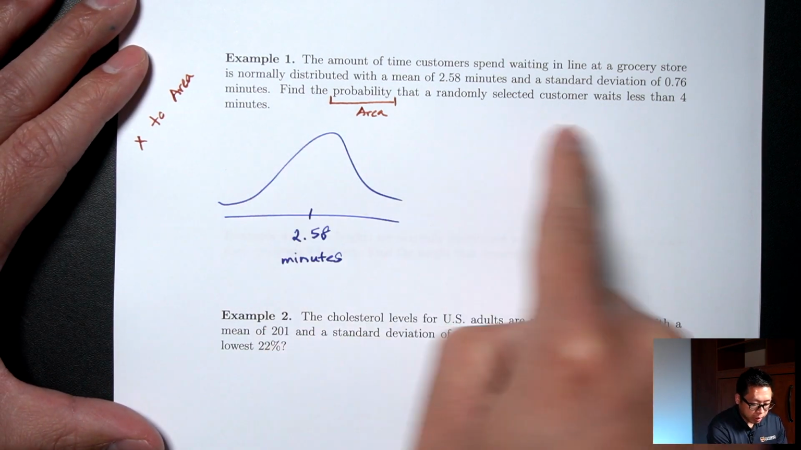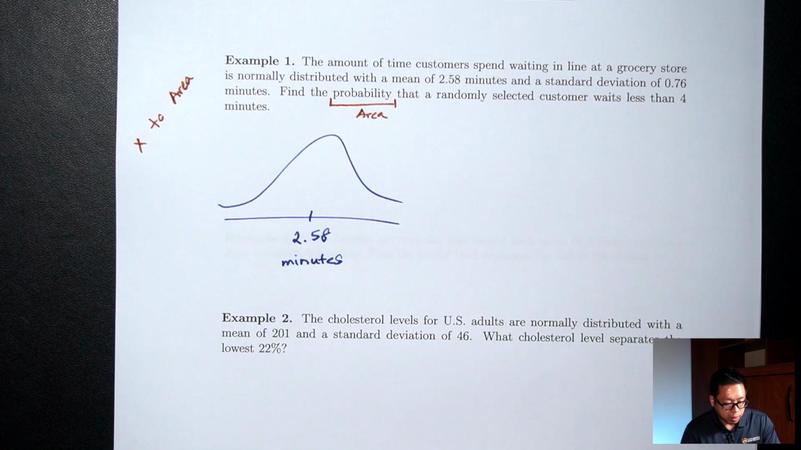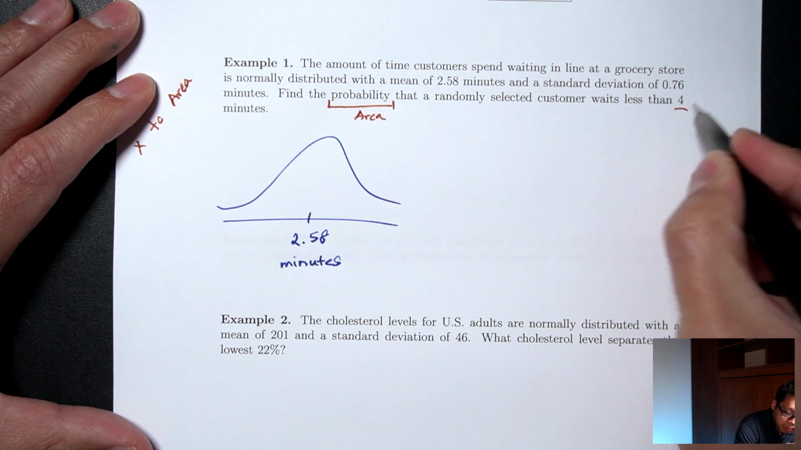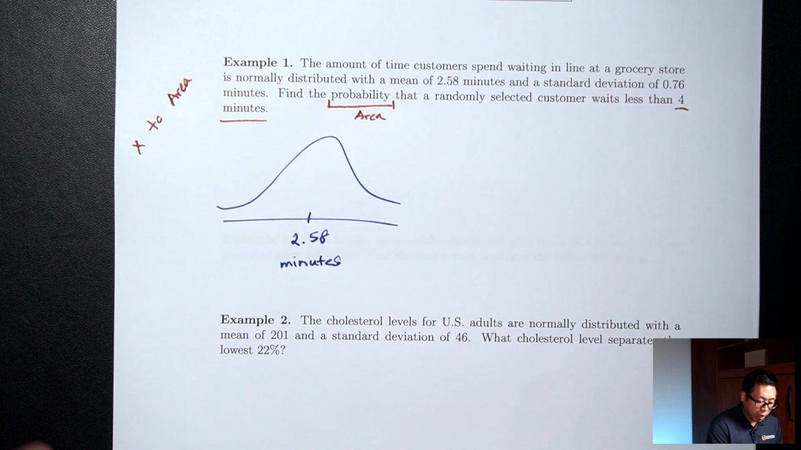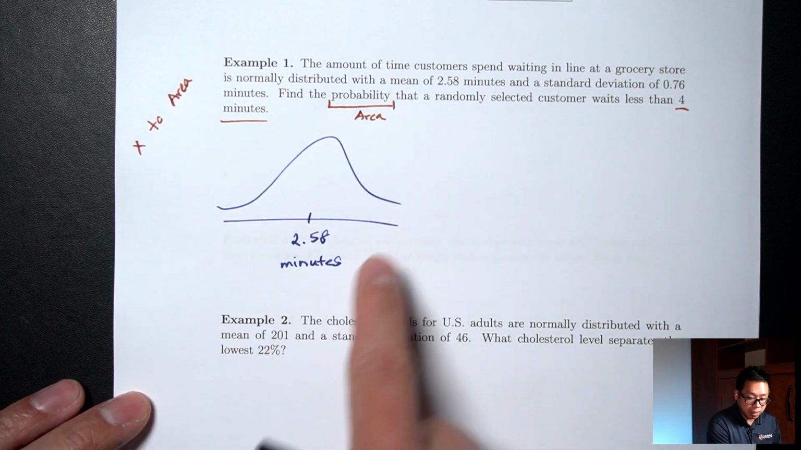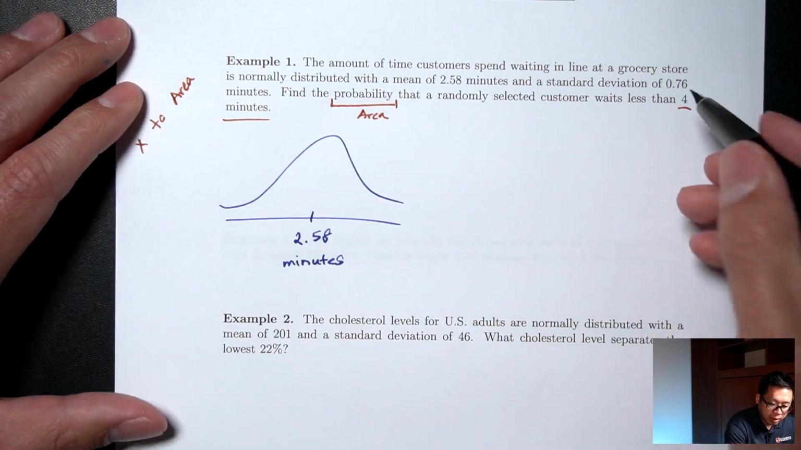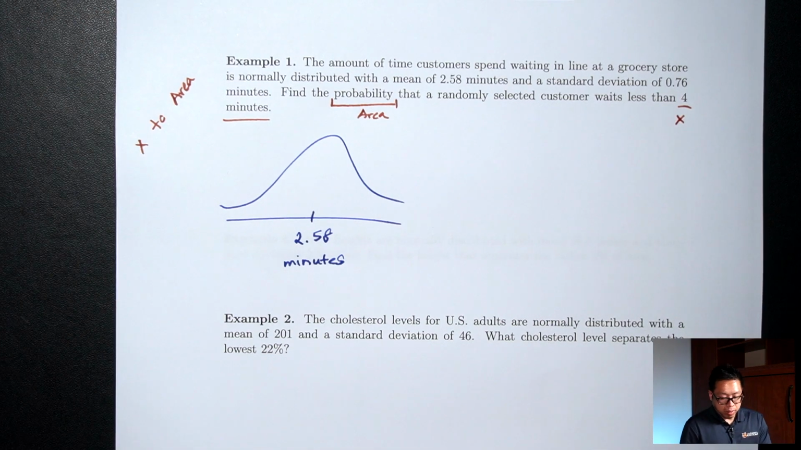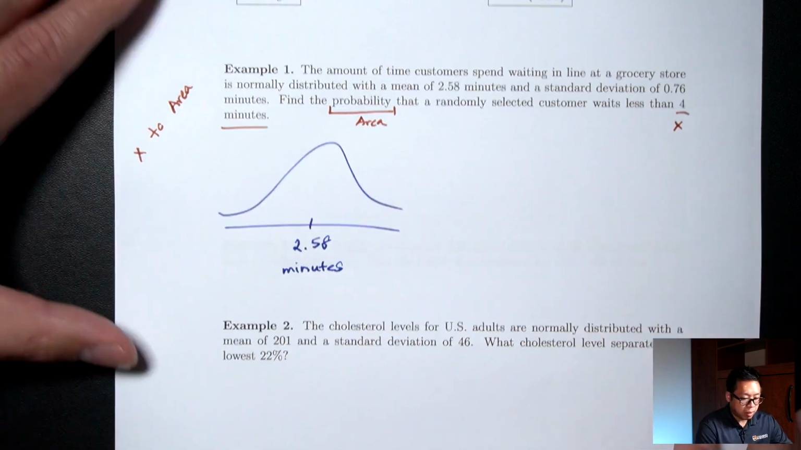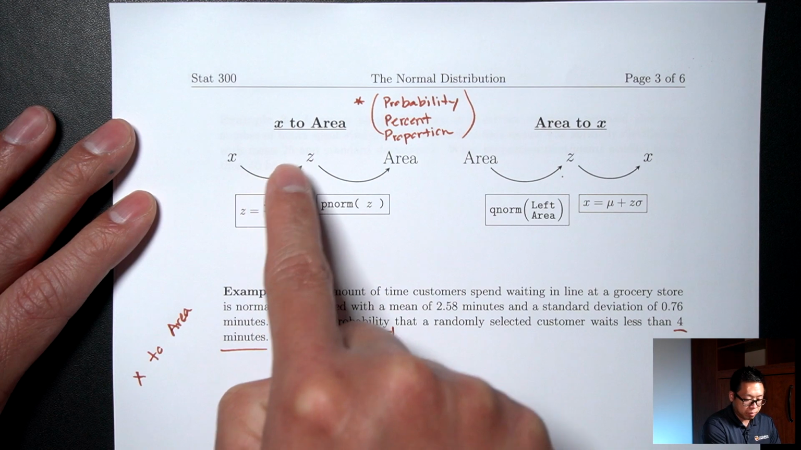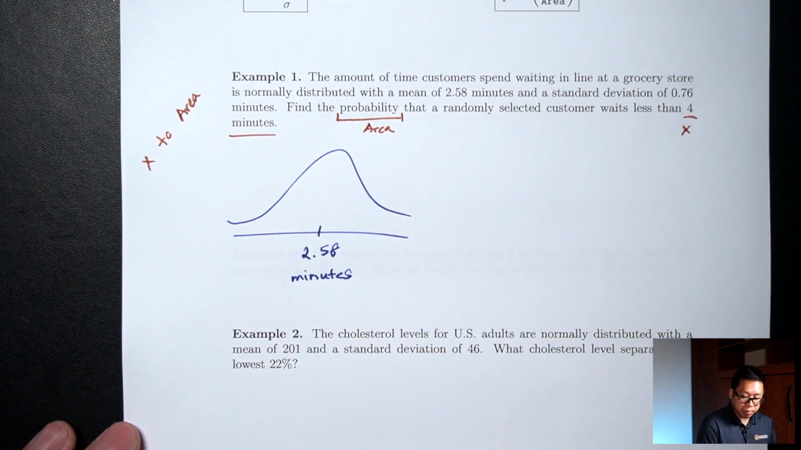Another way to think about it is, let's read this last sentence again. Find the probability that a randomly selected customer waits less than 4 minutes. So I'm giving you this 4 minutes. Is that 4 an area or an x? This is why I labeled the x-axis. The x-axis is minutes, which means when I talk about minutes, it's an x. So that 4 minutes is an x. In this question, I'm starting you off with an x. Which one of these starts with an x? X to area. Okay, so we agree it's an x to area question.